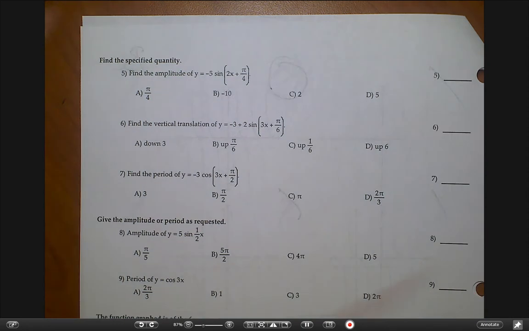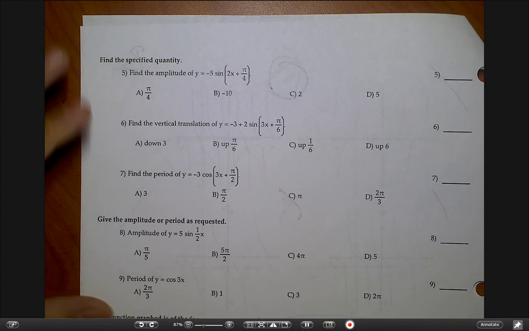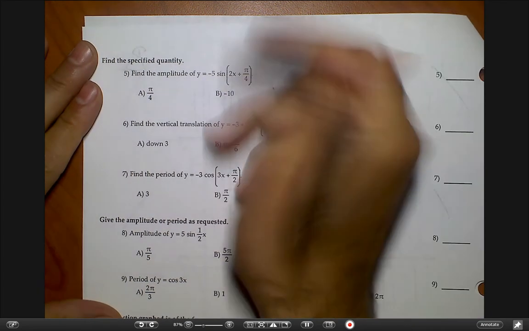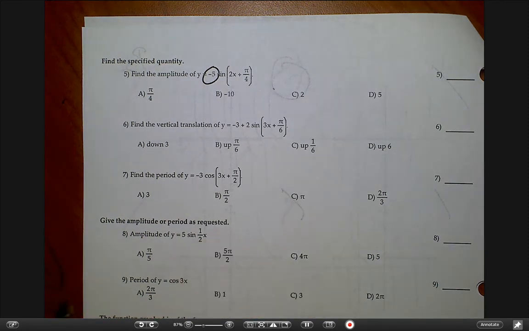All right. Find the amplitude. Amplitude is always what? The number in front of sine, cosine, tangent, cotangent, right? Okay, so what's my amplitude here? It's going to be 5. What's the negative do? Just give me the direction. Yeah, it gives me a direction, tells me it goes down.